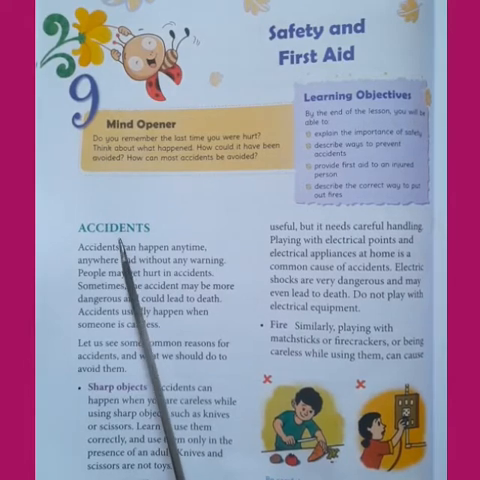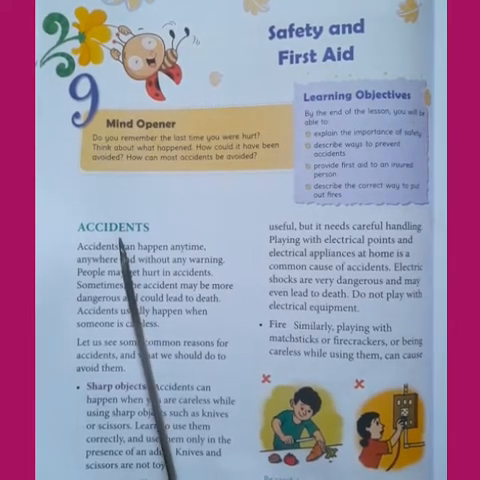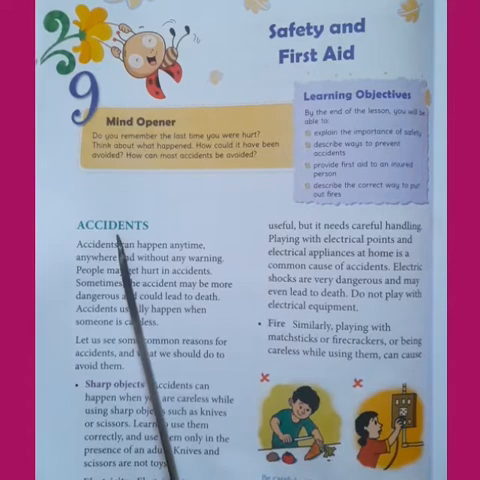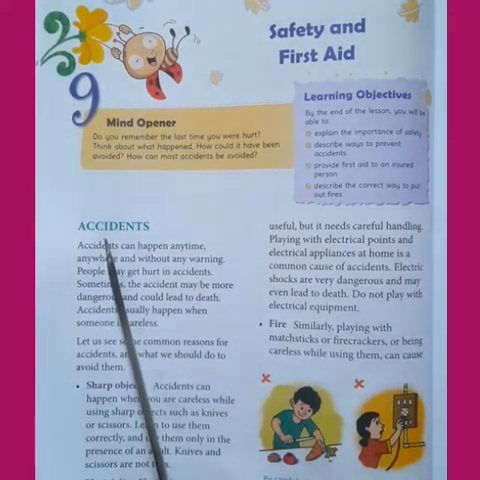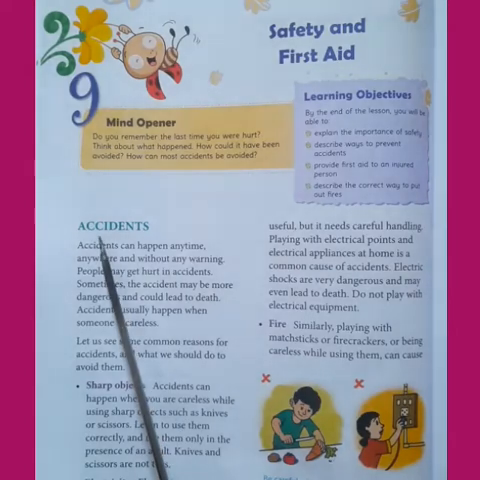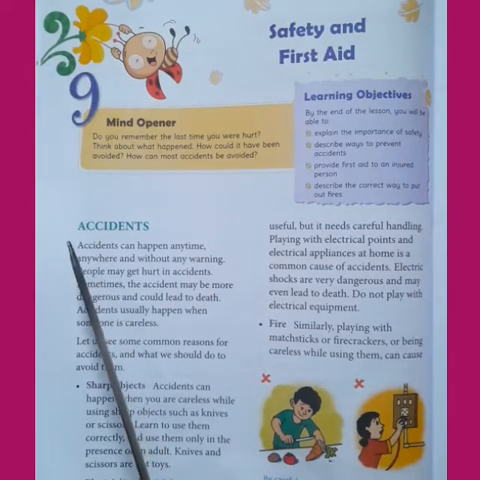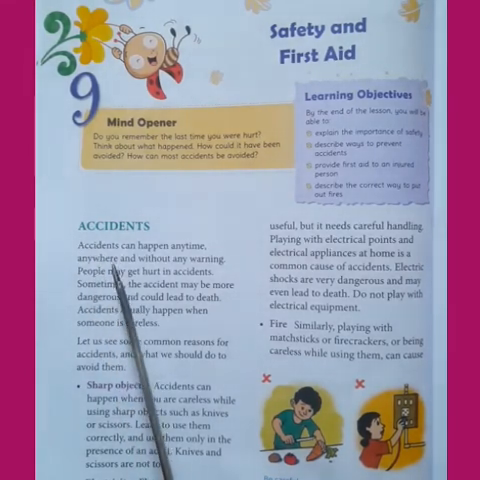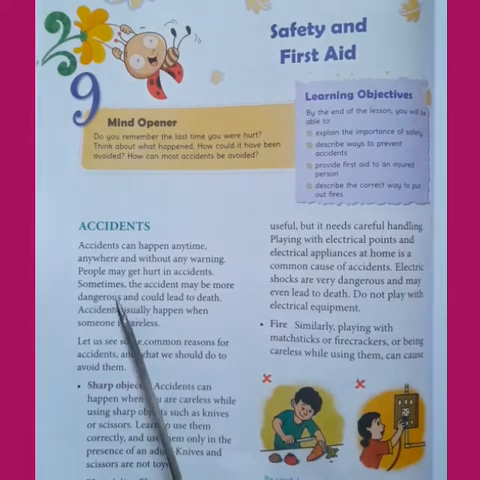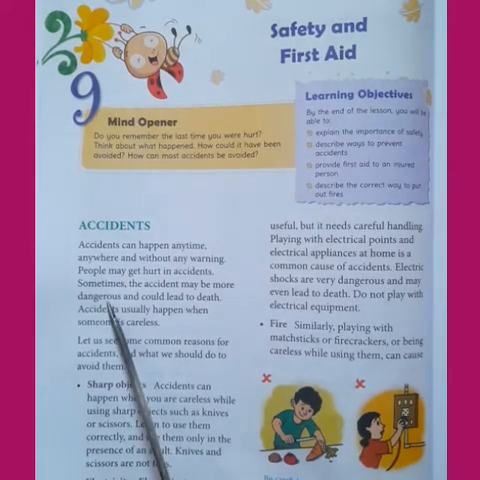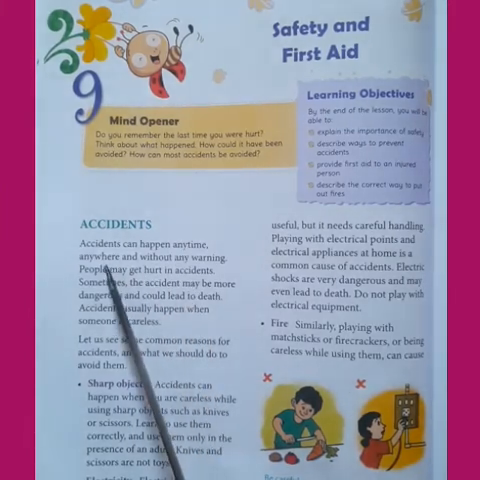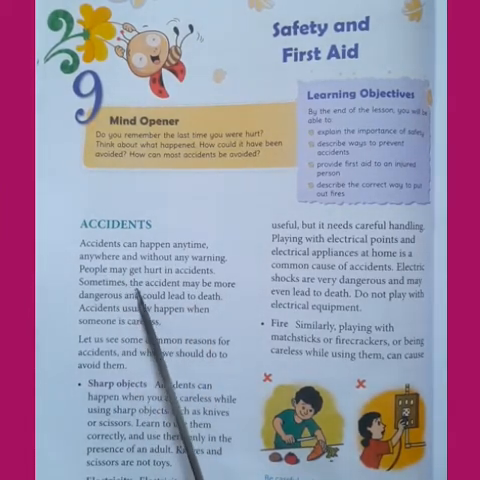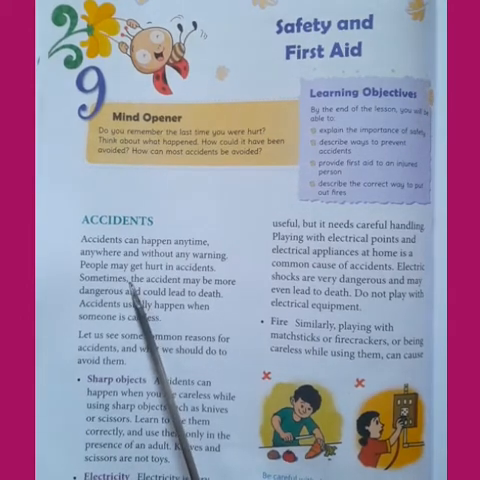Accidents are the incidents that happen without our knowledge. Sometimes accidents will be very dangerous. Some people may lose their life also. So, accidents are very dangerous. Accidents can happen anytime, anywhere, and without any warning also.